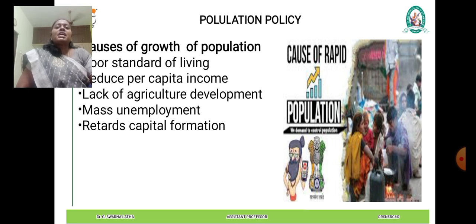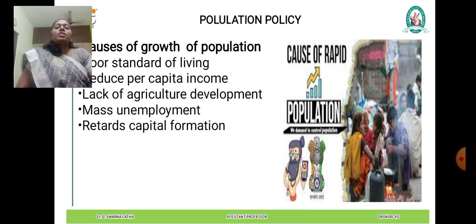Mass unemployment. A rapid increase in population will result in mass unemployment and underemployment in the economy. With the increase in labor force, it may not be possible to expand job opportunities due to absence of complementary resources and effective manpower planning. The unemployment will not only increase year after year, but the backlog of unemployed people will be a staggering figure in underdeveloped countries.